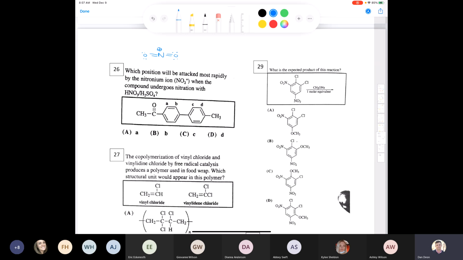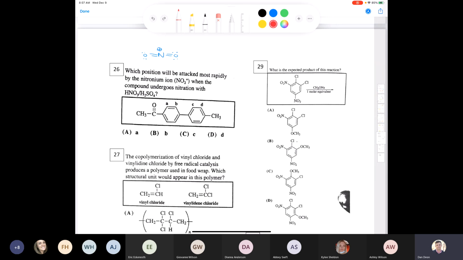Will the attack occur on carbon A, B, C, or D, right? Could this happen, for example? Is this likely to happen in the nitration process? You generate the sigma complex, and then you deprotonate to restore aromaticity. Well, the answer is no, it's not going to occur at A.